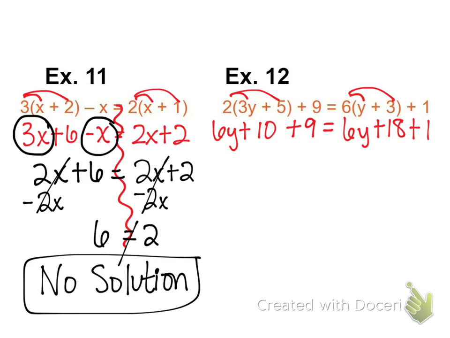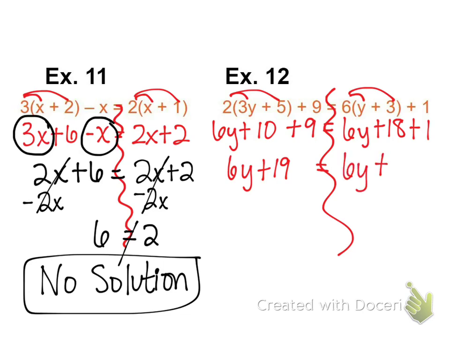Now we split it up. Can we simplify the left side? Yes, what can combine? 10 plus 9 is 19. Equals, we combine on the other side. What do we get? We also get 6y plus 19. That's a solution.